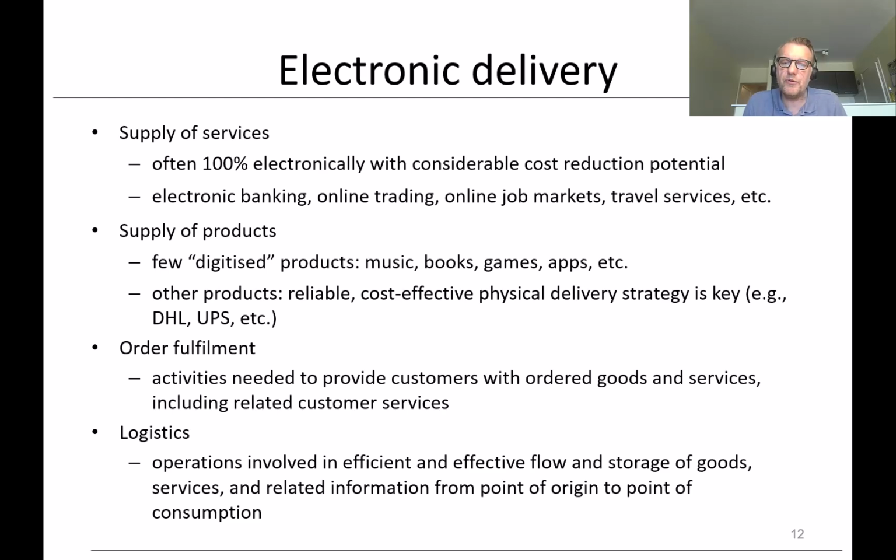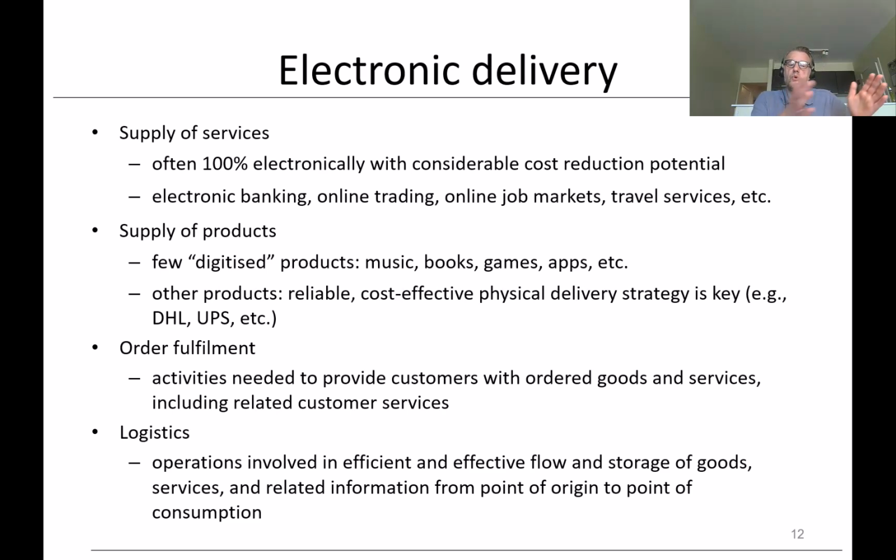There's a few examples of digitized products like music, books, games, and apps. These can be entirely delivered electronically. You can download a new app that gives you a particular type of service. Think about a dating app, for example. Other products, physical products, for these we need a reliable, cost-effective physical delivery strategy. For example, by means of a third-party logistic provider like DHL or UPS.